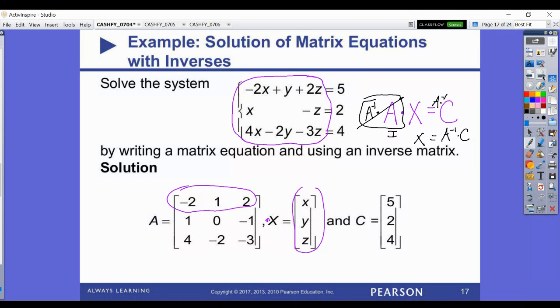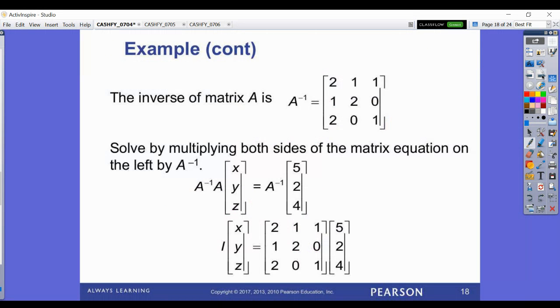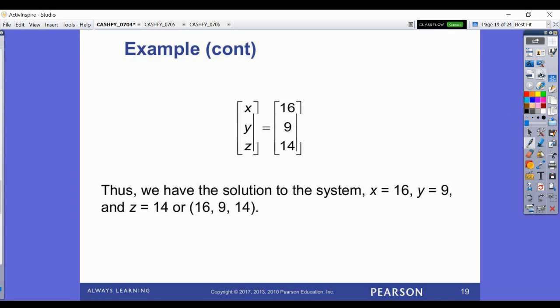Now I'm going to show you what they showed here, which is the same thing. They have A, which they didn't write out, times the XYZ matrix equals, and then we multiplied both sides by the inverse of A, which we found earlier, times C. When you do that in your calculator, you're just going to get this simple 3x1 matrix, which is 16, 9, 14. And what we have left on the left side is our X matrix, which is XYZ. So very simply, X is 16, Y is 9, and Z is 14.